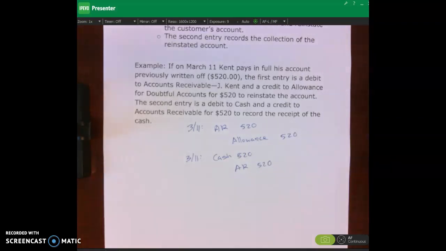So I'm going to end this lecture video now, and in the next lecture video we will talk about the methods for estimating bad debts. Because in this problem, the first one that we said they had $1,500 of accounts receivable they thought they weren't going to collect. Well, how did we get to that $1,500? That's what we want to talk about next, okay?